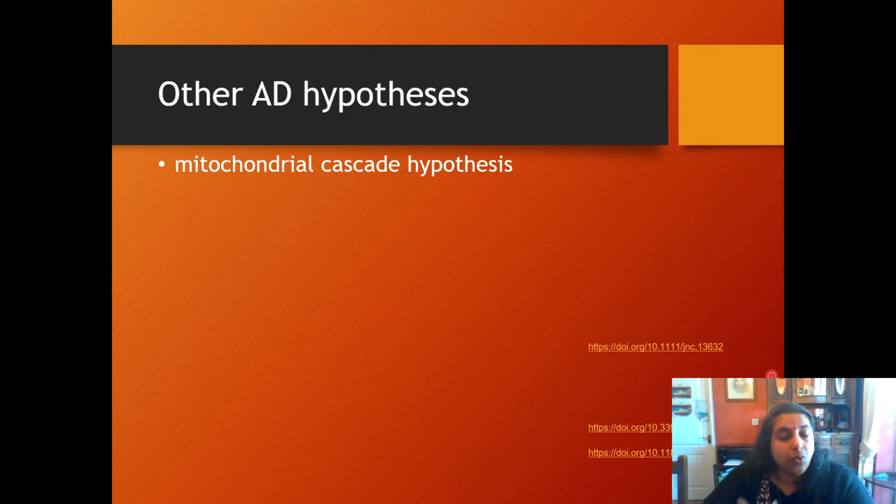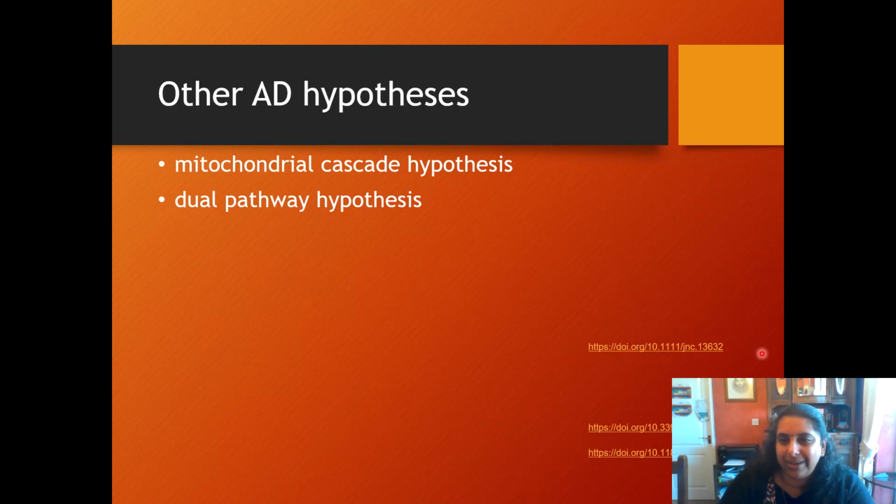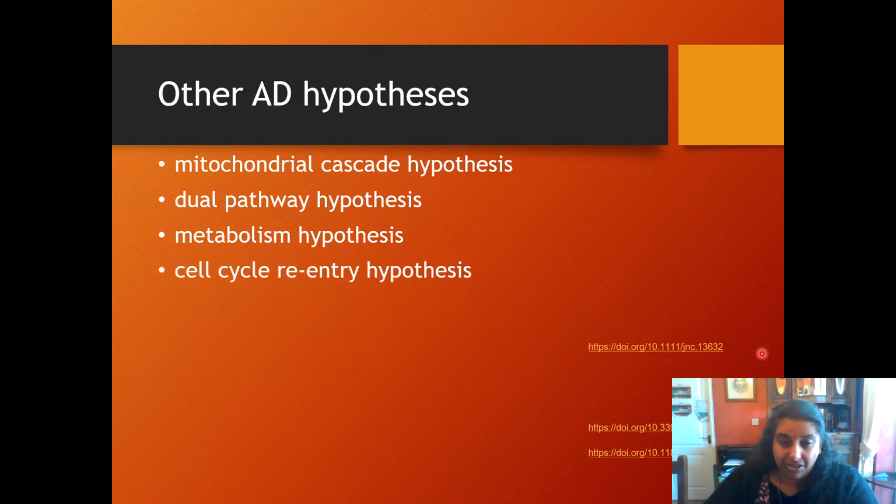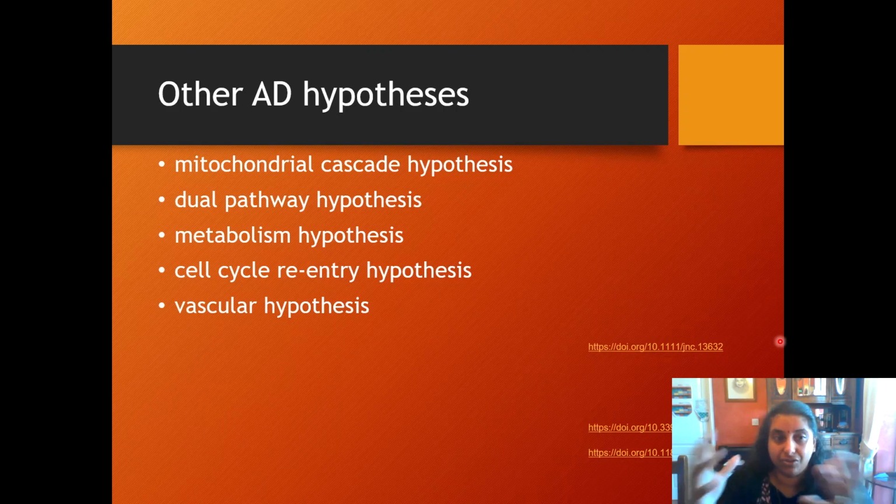Okay, so one of the other hypotheses is the mitochondrial cascade hypothesis, which involves mitochondria, as you would expect. There is the dual pathway hypothesis, and I think this one involves amyloid and some other pathways. There's the metabolism hypothesis. This has to do with glucose metabolism in the brain. A cell cycle re-entry hypothesis. Neurons aren't supposed to undergo any cell cycle because they stop once they become neurons. There's a vascular hypothesis, which has to do, obviously, with the vasculature and where exactly the plaques are. They're in certain places along the vasculature.